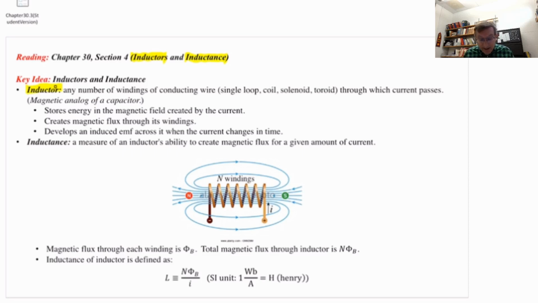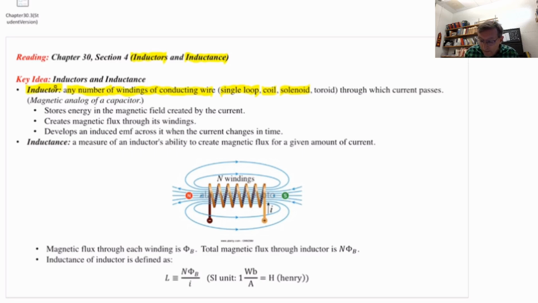Well, it's really quite basic. It's any number of windings of conducting wire. Any number of windings looping around of conducting wire. It could be one single loop of wire, once around. It could be what we call a coil, which is really just multiple windings around. It could be a more specific kind of situation, a solenoid, which is when you take a cylindrical frame that's quite a bit longer than its diameter, and you just wrap the wire carefully, turn by turn, from one end to the other.